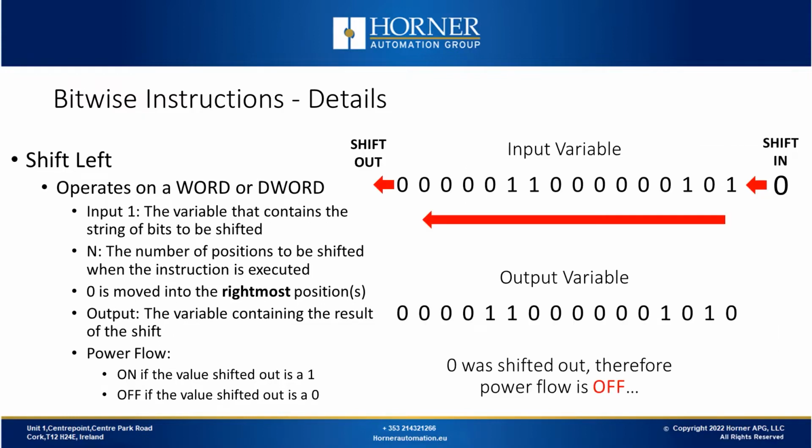Next, we'll show you what's happening graphically. At the top, we have the bit pattern for the input variable, and then we're shifting that input variable or those bits to the left, and then 0 into the rightmost position, and we're shifting a value out of the leftmost position. At the bottom is the output variable after we perform the shift. You can see that our rightmost position contains that 0 that was shifted in. Because we shifted out a 0 from the leftmost position, we're not going to pass power flow to indicate that the 0 was shifted out.